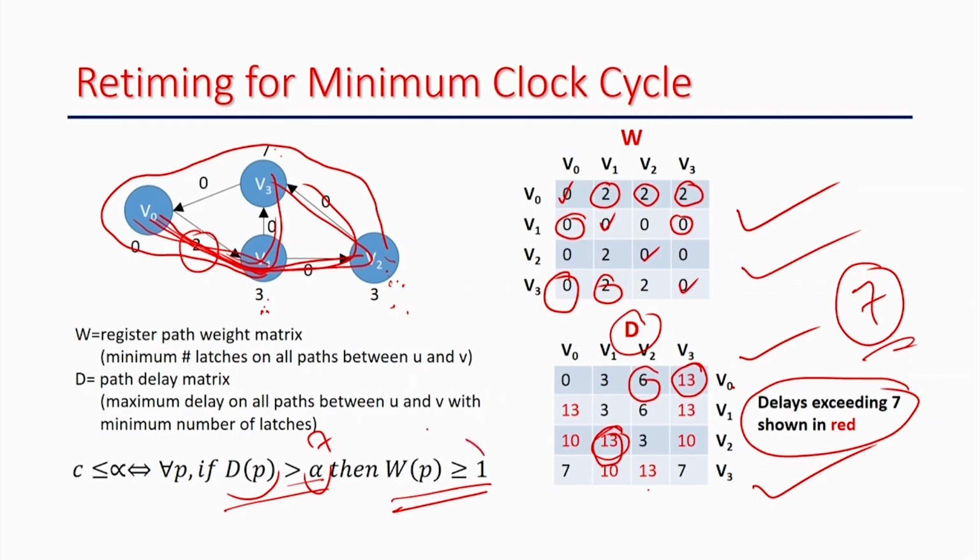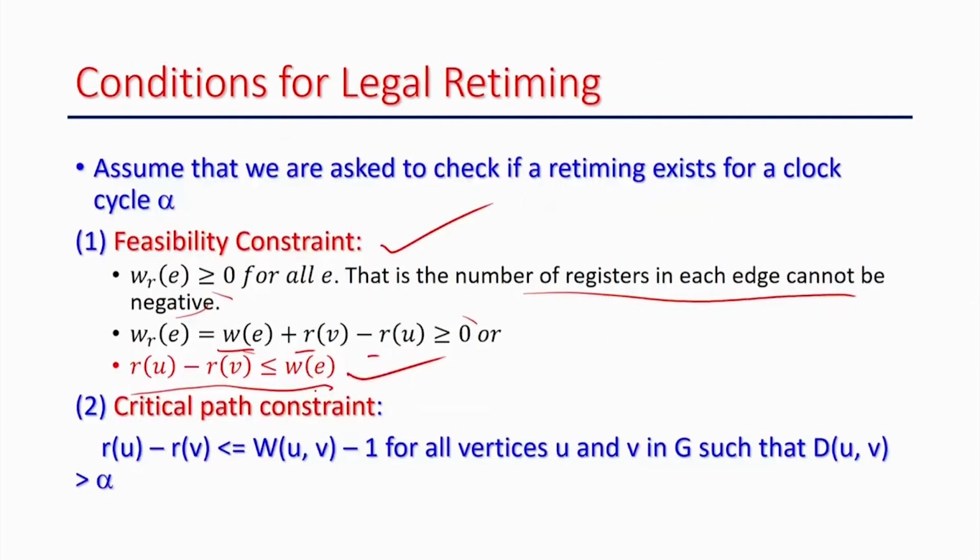So this is given by the critical path constraint. For all the paths where D(p), the delay of that path, is greater than the target clock period, the W(p) on that path should be at least 1. So this is what is given by the critical path constraint. How we will get this, we will discuss.